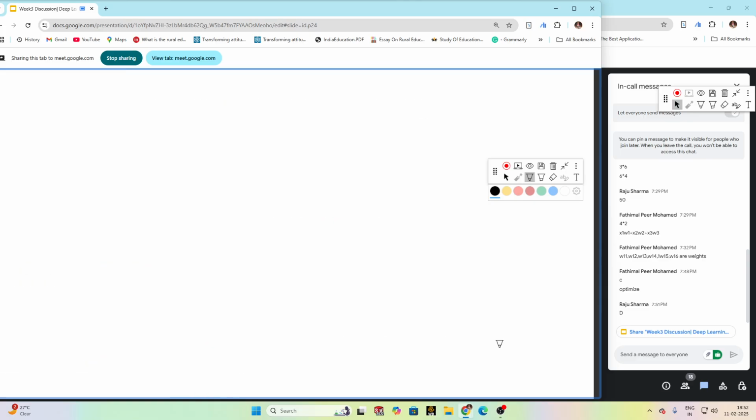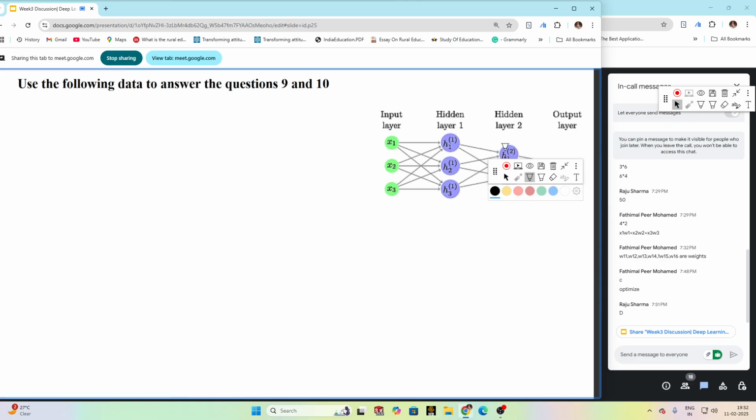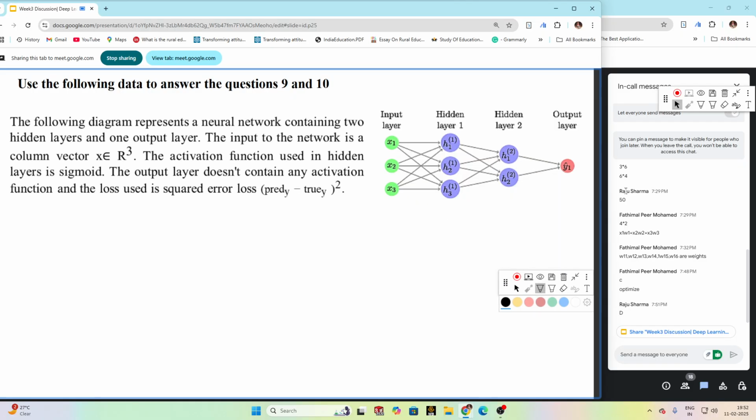Now let me move on to the last two questions. So again some network is given for the 9th and 10th question. We have a neural network with 3 inputs in the input layer, 3 neurons in the first hidden layer, 2 neurons in the second hidden layer, and 1 neuron in the output layer. The activation function in the hidden layers is sigmoid. The output layer does not contain any activation function. The loss used is squared loss.